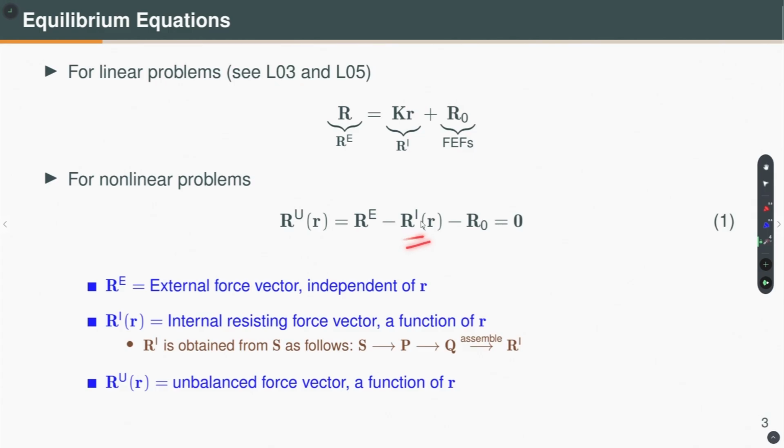To construct this, if you remember, we determine S, the forces at the element level in the basic or deformation coordinate system. Then from S we go to P, then from P we go to Q. P is the force vector in the local coordinate, Q is the force vector in the global coordinate, and then we assemble them to get the Ri, the internal resisting force vector. Note that often this unbalanced force vector is also called the residual force vector or out of balance force vector. This means the same thing.